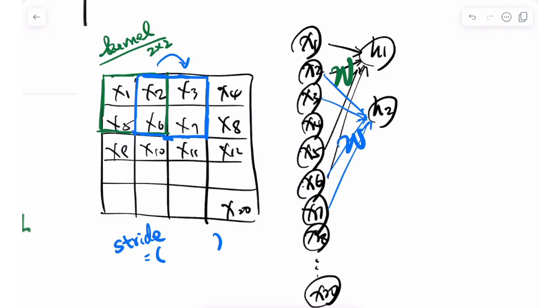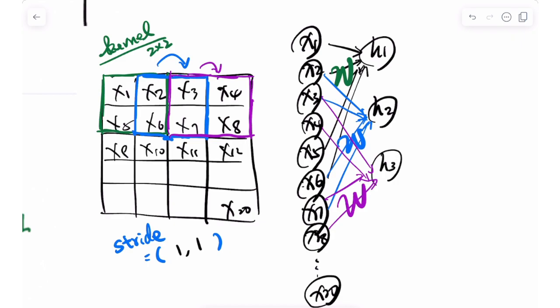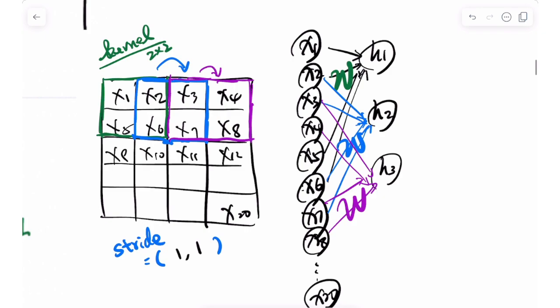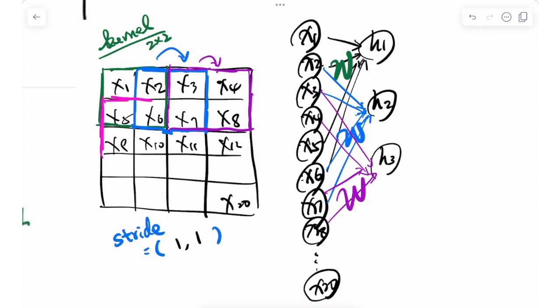So every time you can create a new hidden neuron, and it depends on your kernel and your stride. The next one will be x3, x4, x7, and x8, and there should be other weights right here, the purple weights. And at the end, you move your kernel to the next row. As a designer, you can design how your kernel moves. If I write stride 1, 1 right here, it means every time I move to the right by one column. And if you move to the end of the row, then you move down.